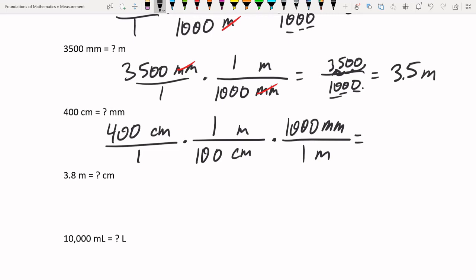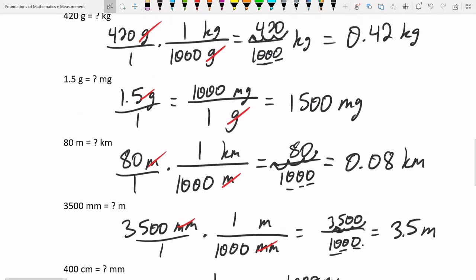Now you see on top, you can cancel these 2 zeros with 2 of those zeros. We get 400 times 10 is 4,000. And this is over 1, so it's just going to be 4,000. Just do the multiplication out and you'll get the same number. It's going to be millimeters. So that was a long step process. You don't have to do that.